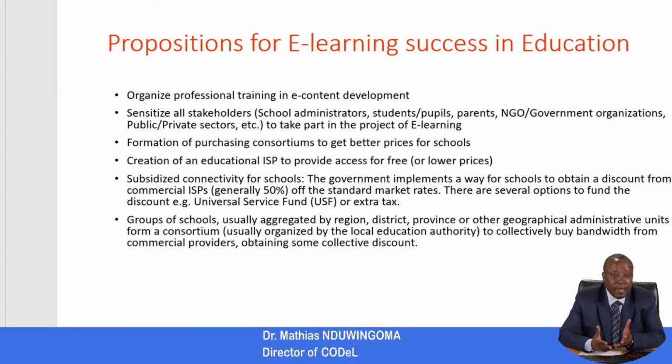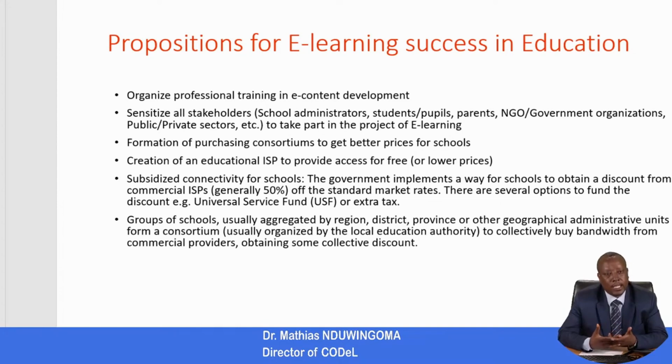We have also the private sector, because the private sector can help us, for example, to set some loan schemes where people can go and get computers or any other electronic gadget that can help us to learn online, and later we can pay them in a way that we have to decide. There's also the formation of purchasing consortiums to get better prices for schools. Yes, we feel that alone, it's very expensive to have internet connections. We can make groups, consortiums of many institutions, and the price is going to be reduced.